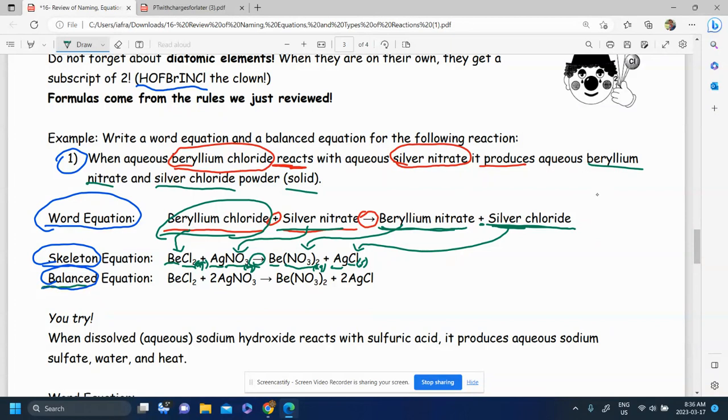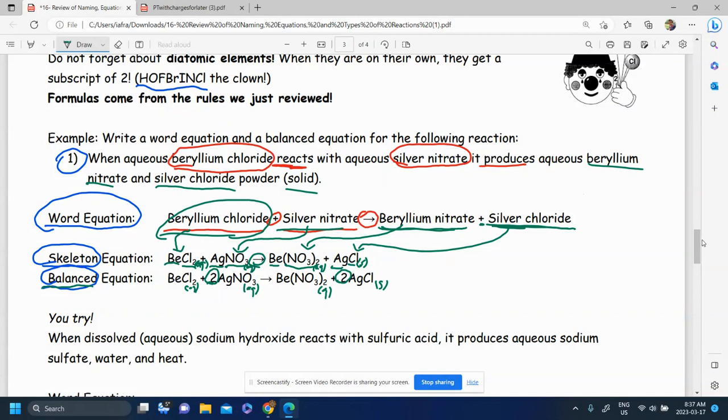So when you're done writing a skeleton equation, you can go and try to balance the equation by putting coefficients in order to have the equal number of atoms of each type on both sides. And we'll review that as we do some examples together. The balanced equation as well will have the states written next to it if they're provided, or if you know enough, you can put the states next to each of these.